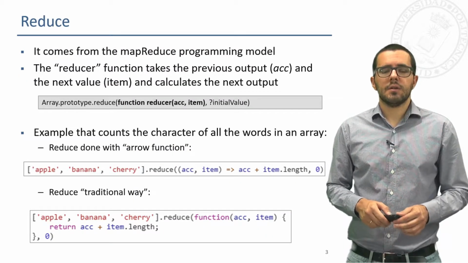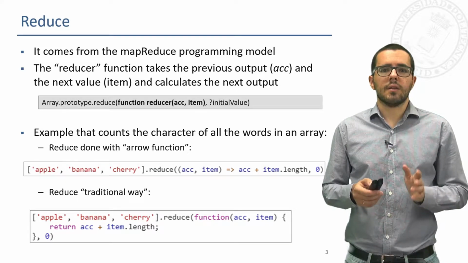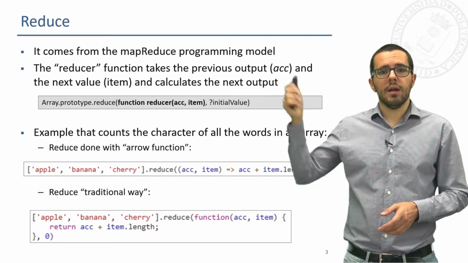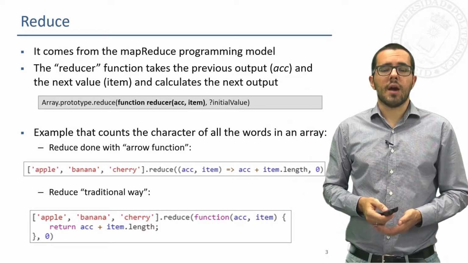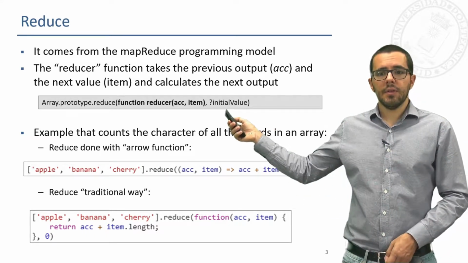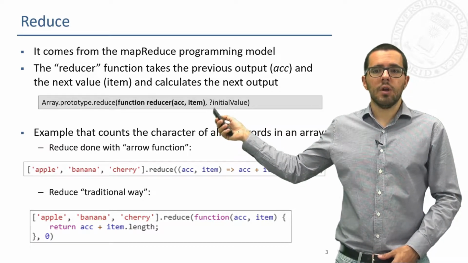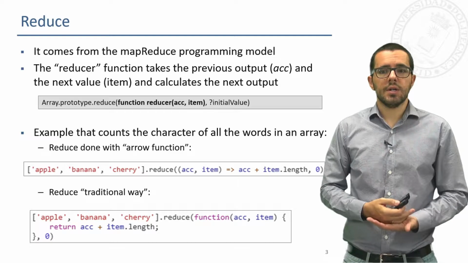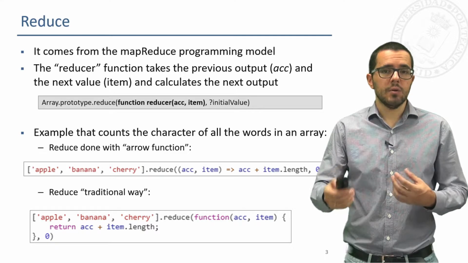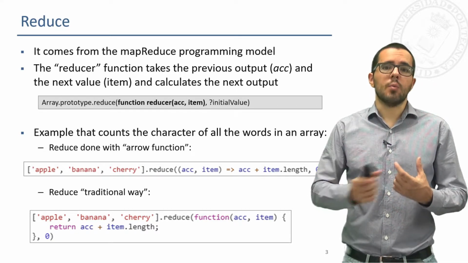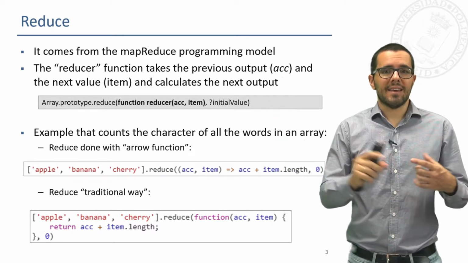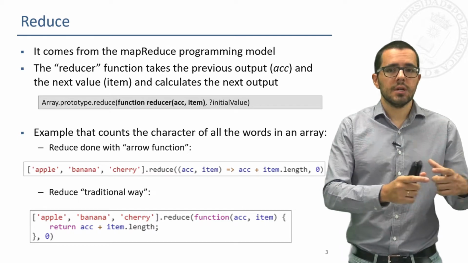And the second concept, before starting with Redux, is a reducer, reduce. This comes from the MapReduce programming model and is a method of the array prototype in JavaScript, or a method of array in general. It's a method that gets a function that is called a reducer. The reducer only takes the previous output and the next value of the array and will return the next output. So with the accumulator, the previous output, and the next item, we do some calculations and we create the next output.